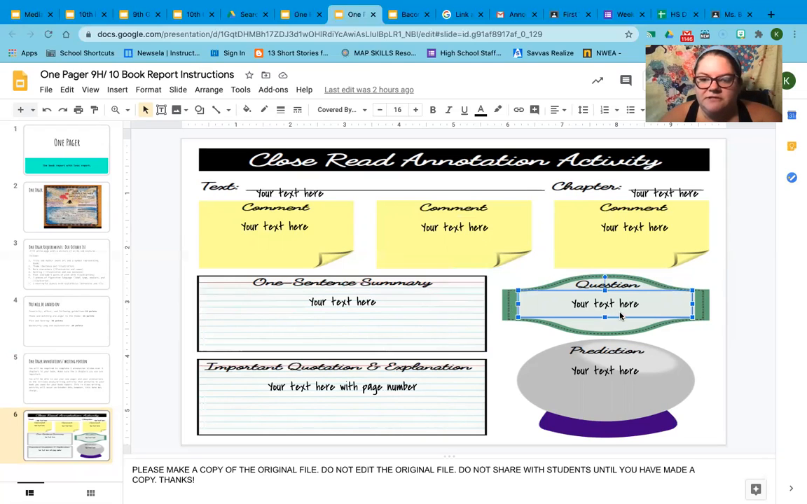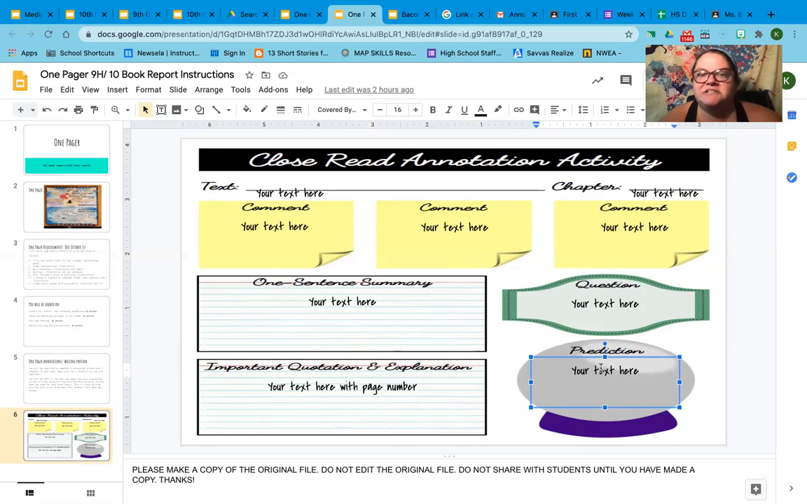A question about the chapter. It could be a question that you think is going to happen in the future. So did Dumbledore really die, right? An important quotation and an explanation with the page number, all right, to make sure that you include the page number in there for your future reference. And then maybe a prediction. Okay, if you're doing it on the last chapter, you could do it over what might happen in the future.